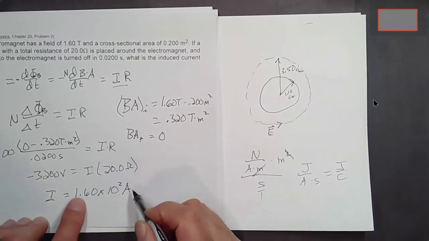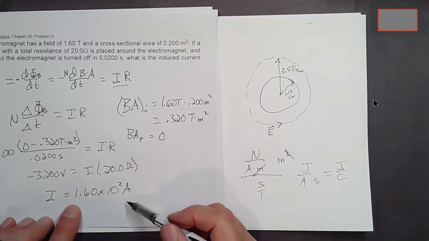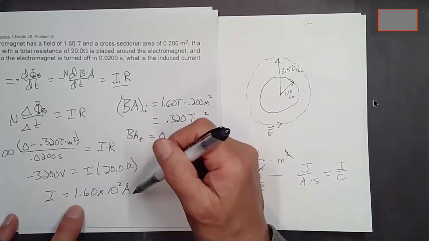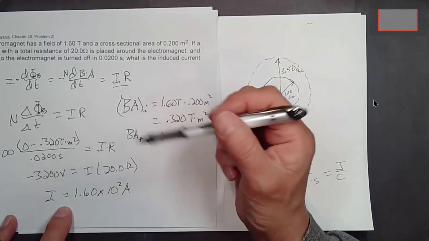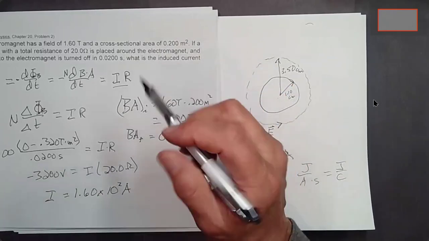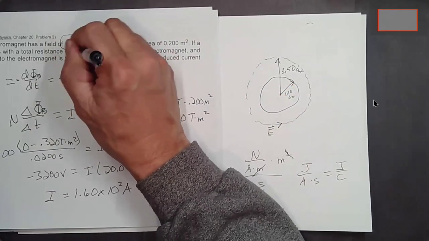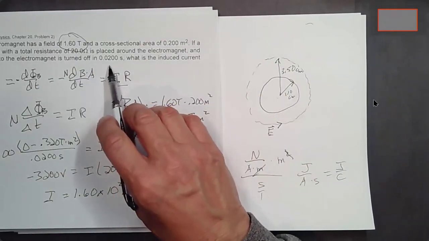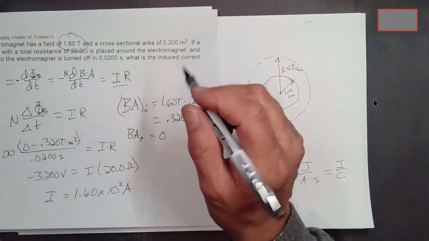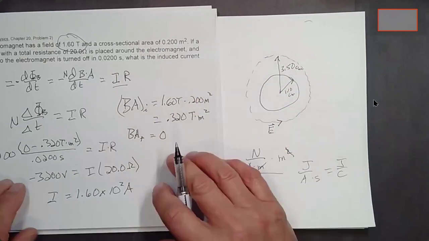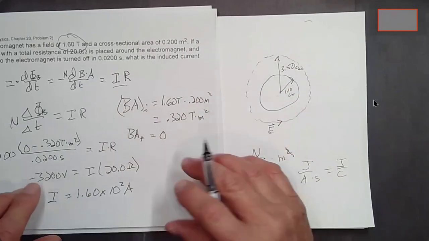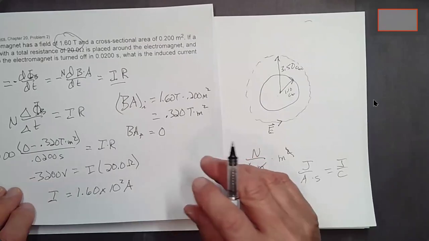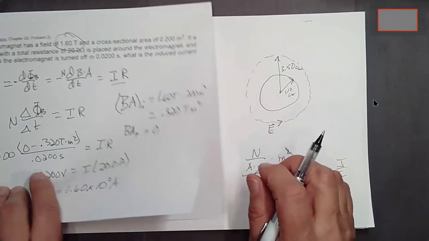That'll vaporize your basic wire if it's not too thick. That's a lot of amperage. But this is a strong magnetic field and it's turned off in 2/100ths of a second, and so that would induce a large current in a wire. And so that's something you'd have to be cautious of. Okay.